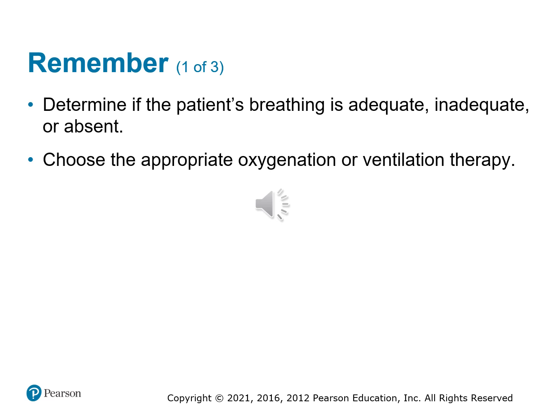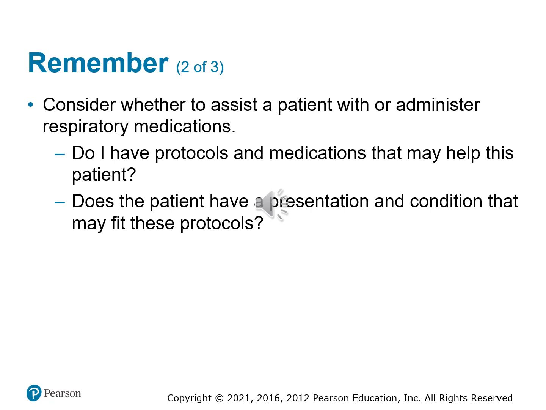This is part of your ABC with the primary assessment. So we need to identify the patient's ability to breathe. Is it adequate, inadequate, or completely absent? From there, what type of oxygen delivery device or ventilation therapy should we use for this patient? Think about your protocols and your scope of practice. Understand what you can do and what you cannot do. Make sure that as we are looking at the patient, they fit the protocol that we're going to use.